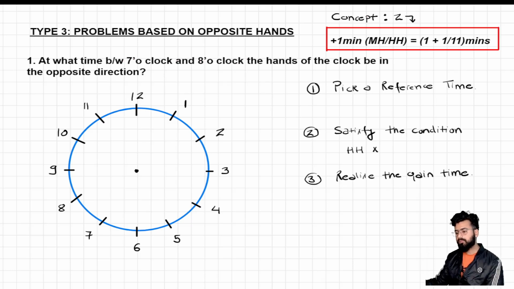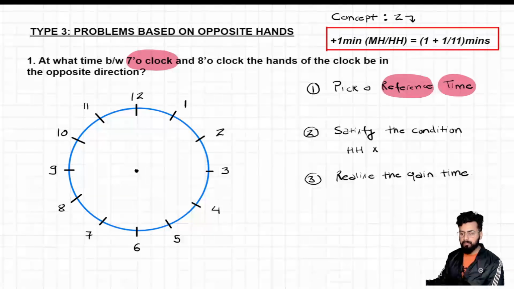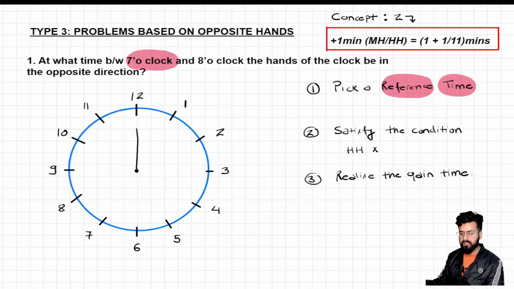What is the first step? The first step is to pick a reference time. Now out of the two, 7 o'clock and 8 o'clock, I'm going to pick 7 o'clock as my reference time. If 7 o'clock is the reference, please show the position of hands at 7 o'clock. Minute hand and hour hand positions. You would say, sir, minute hand would be at 12 while hour hand would be at 7. So this would be the position of minute hand and hour hand at 7 o'clock.